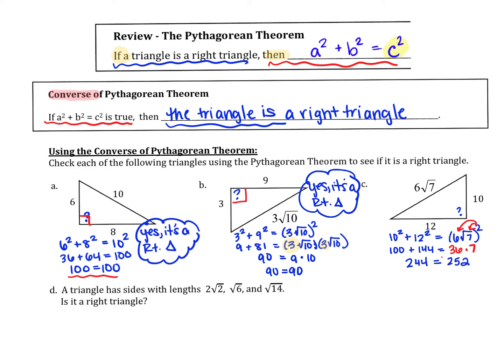So this one is not a right triangle because 244 does not equal 252. So not a right triangle for that one.